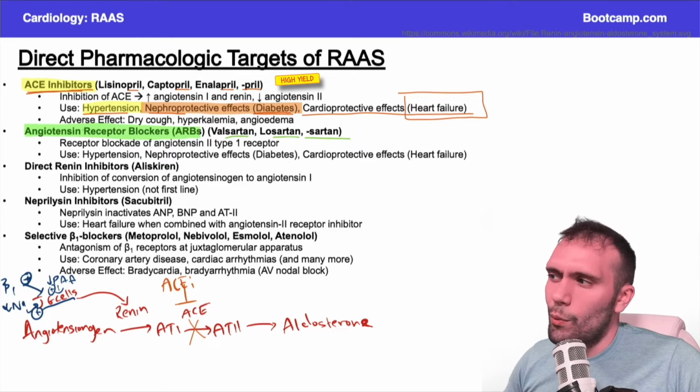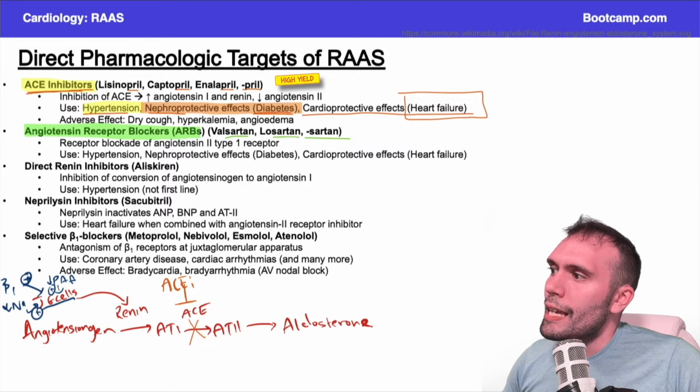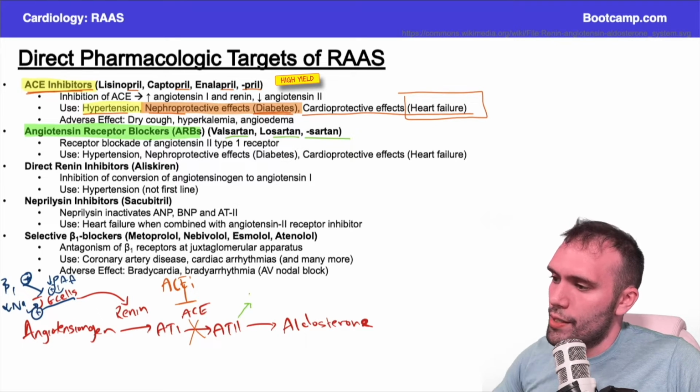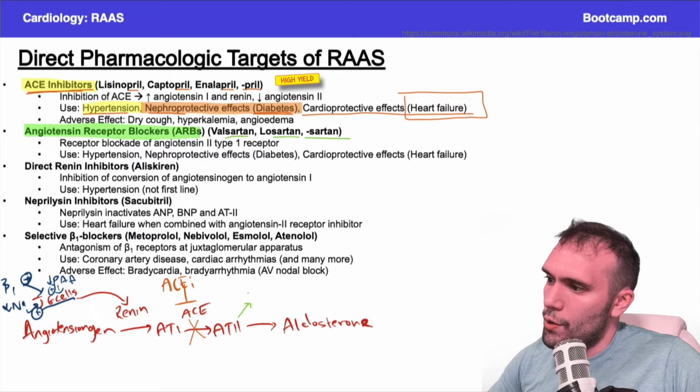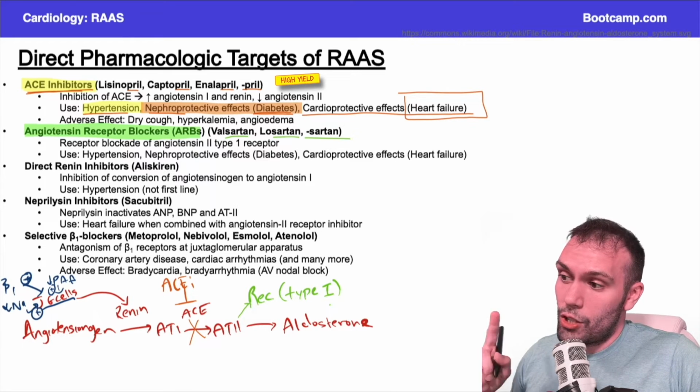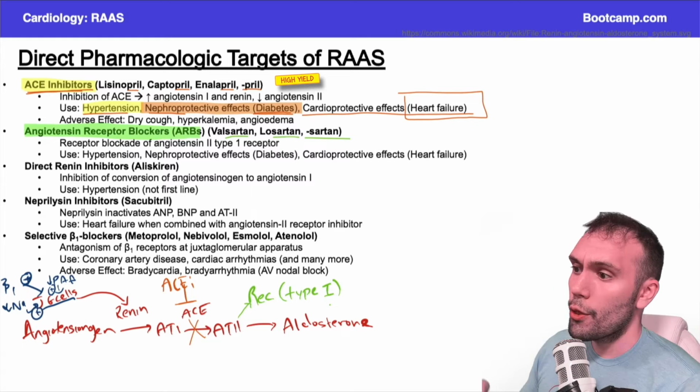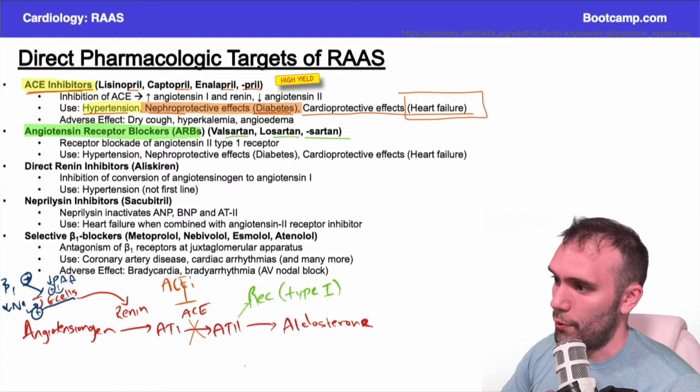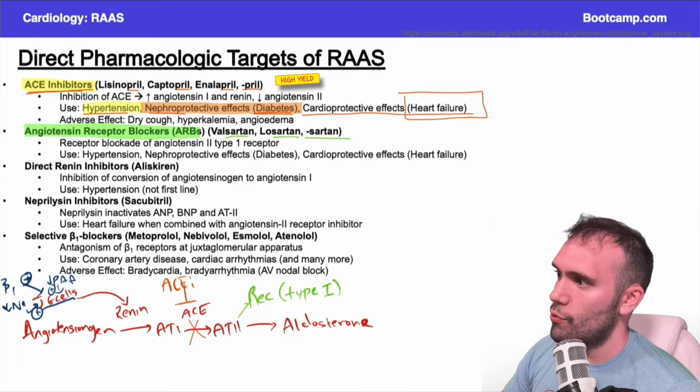Now, you might be saying, well, what's the difference? Don't they do the same thing? Angiotensin receptor blockers specifically are going to block angiotensin's binding to its receptor, just like the name says. If this is the angiotensin 2 receptor, which is specifically the type 1 receptor, angiotensin 2 is going to mediate most of its effects through the type 1 receptor, by the way, and the angiotensin receptor blockers will essentially block this step. So I'll put ARBs here.